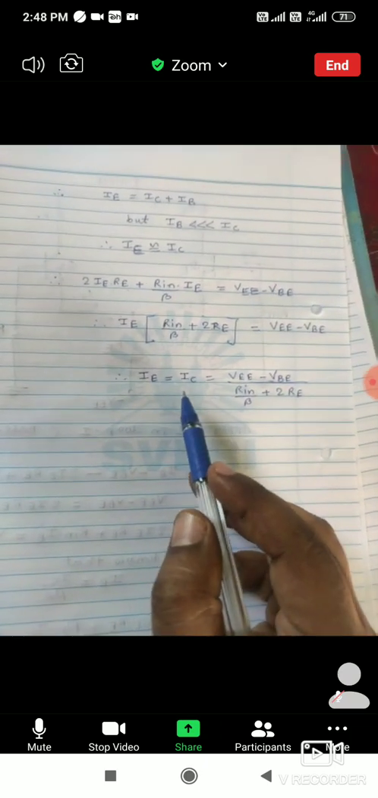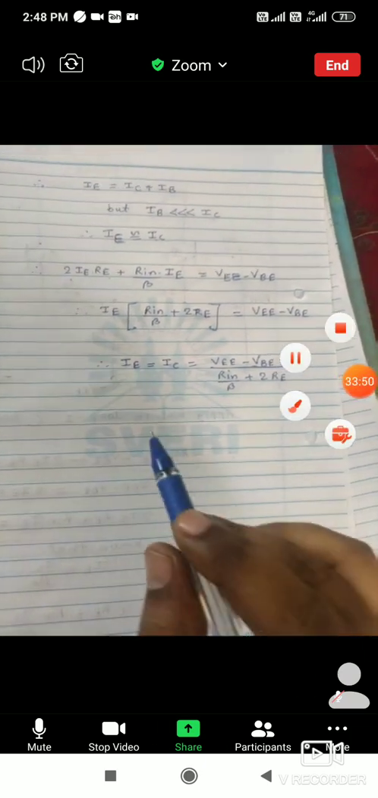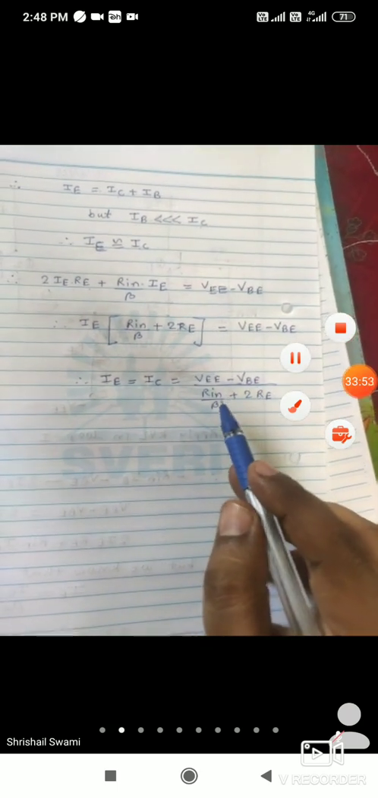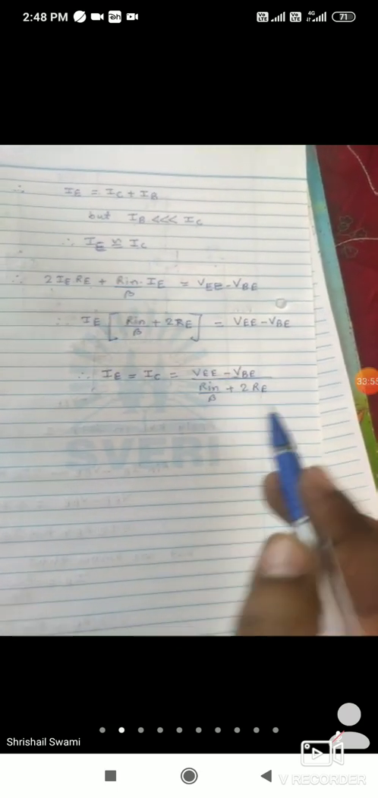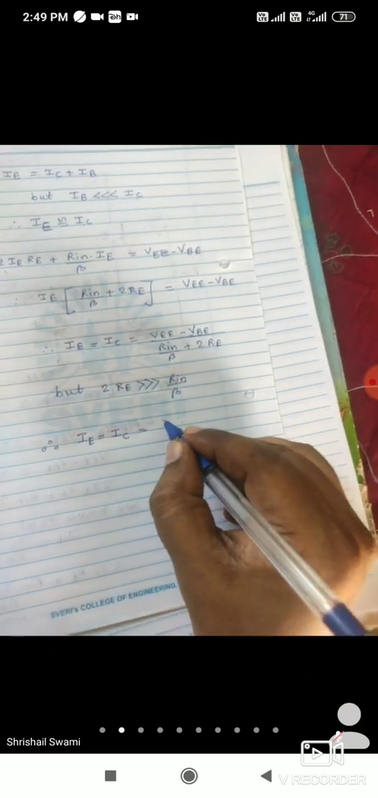Now here IC is equal to (VEE minus VB) divided by (RIN divided by beta plus 2RE). But if you compare these two, 2RE is very much greater than RIN divided by beta. Therefore, the final expression of IE, which is equal to IC, is equal to (VEE minus VBE) divided by 2RE. So this is your final expression of collector current.